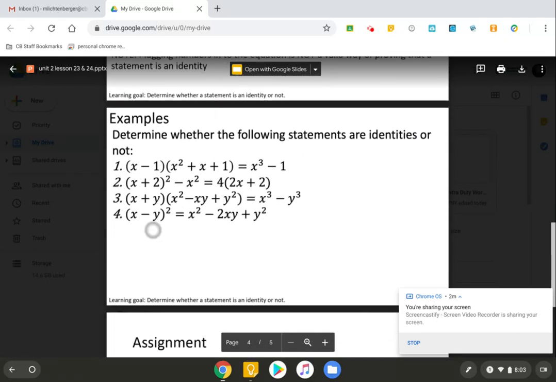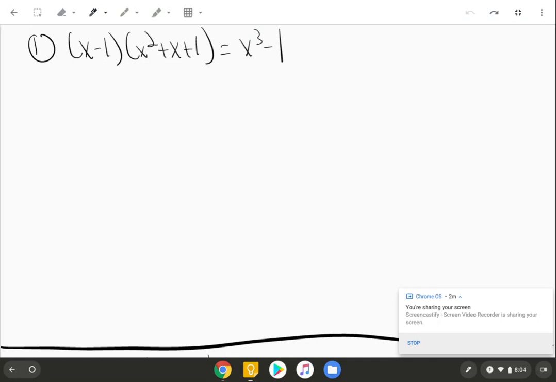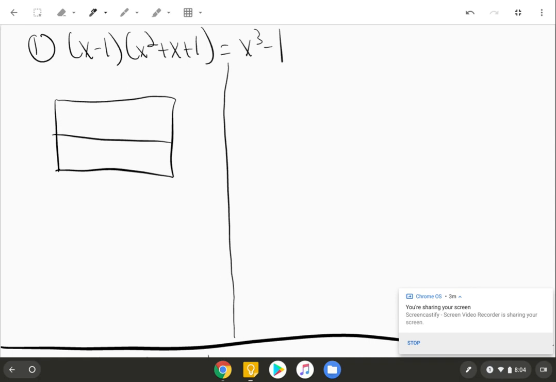As far as what we're doing today, we are just going to prove whether an equation or a statement is an identity or not. So let's take a look at number 1. (x minus 1)(x squared plus x plus 1) equals x cubed minus 1. Notice the right-hand side is already simplified. There are no like terms to combine. There's nothing we can do. We do need to simplify the left-hand side, and the way we're going to do that is by using the box method, which we should know how to do already.